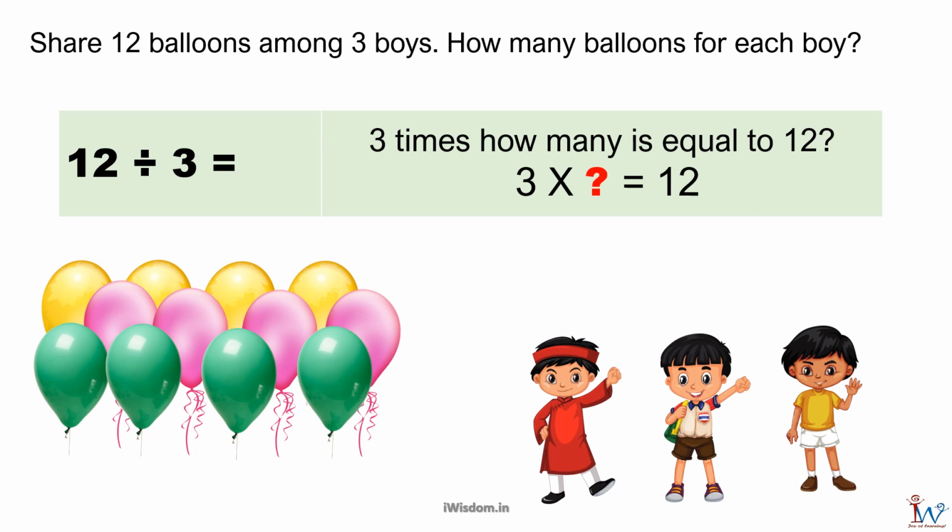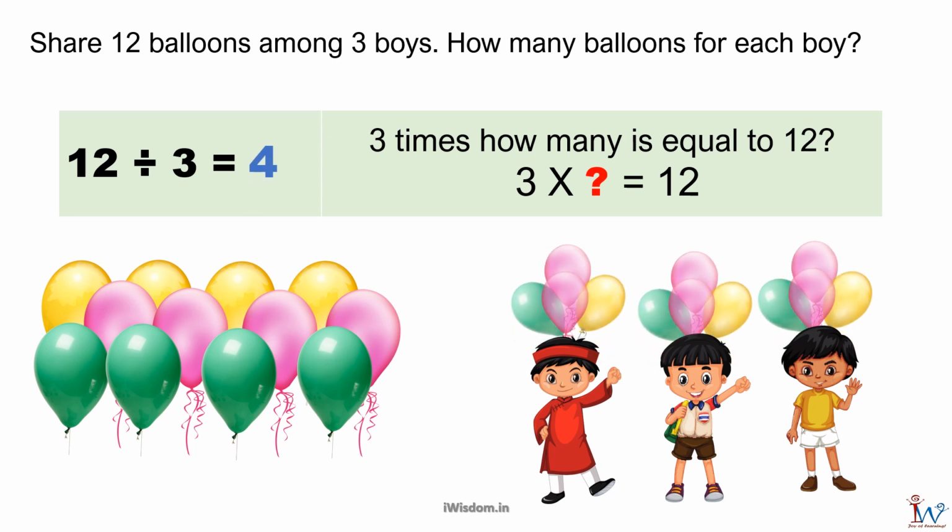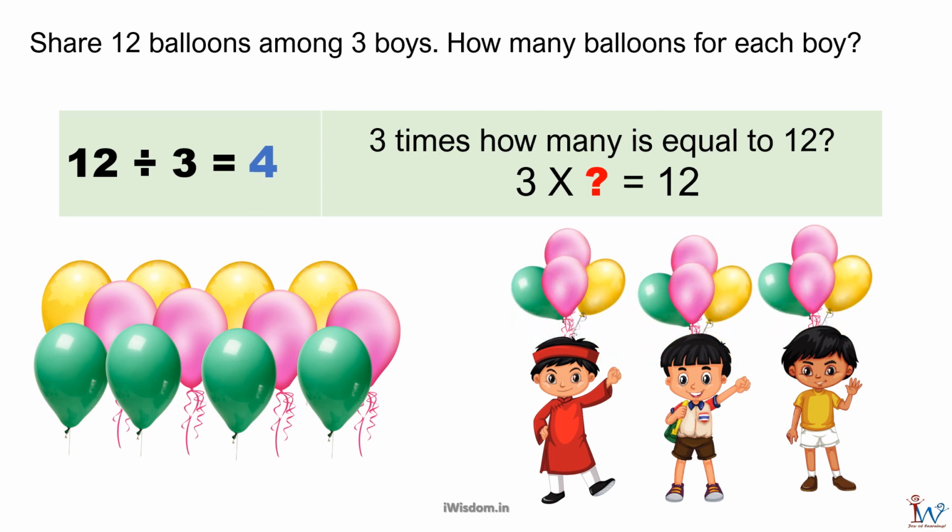We recall from multiplication table 3 times 4 is 12. 12 divided by 3 is equal to 4. So each boy gets 4 balloons. Excellent.